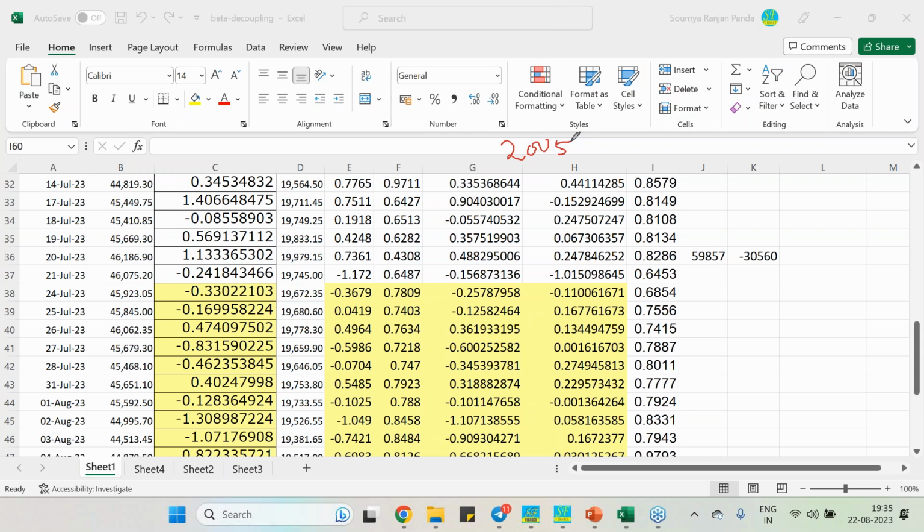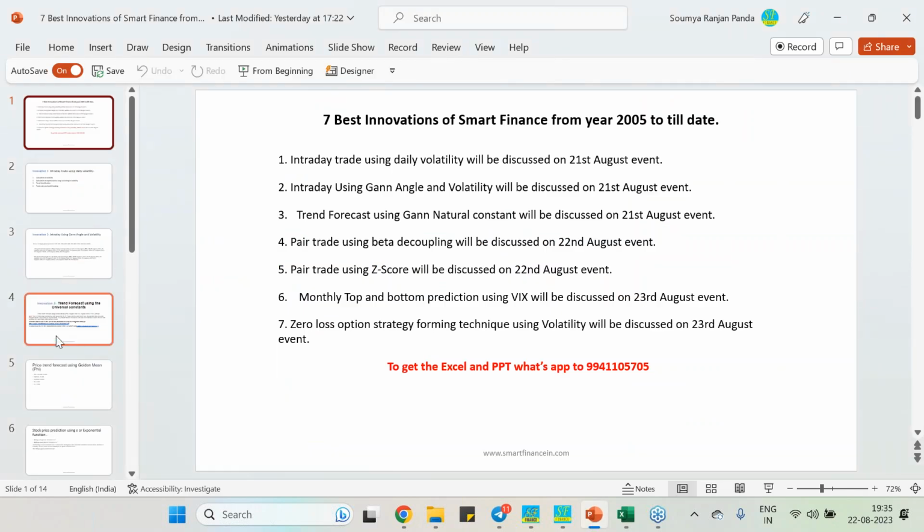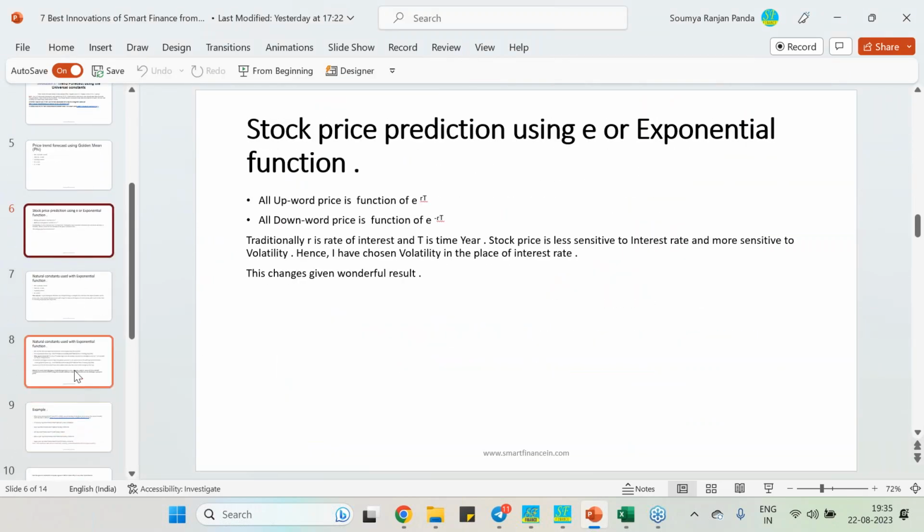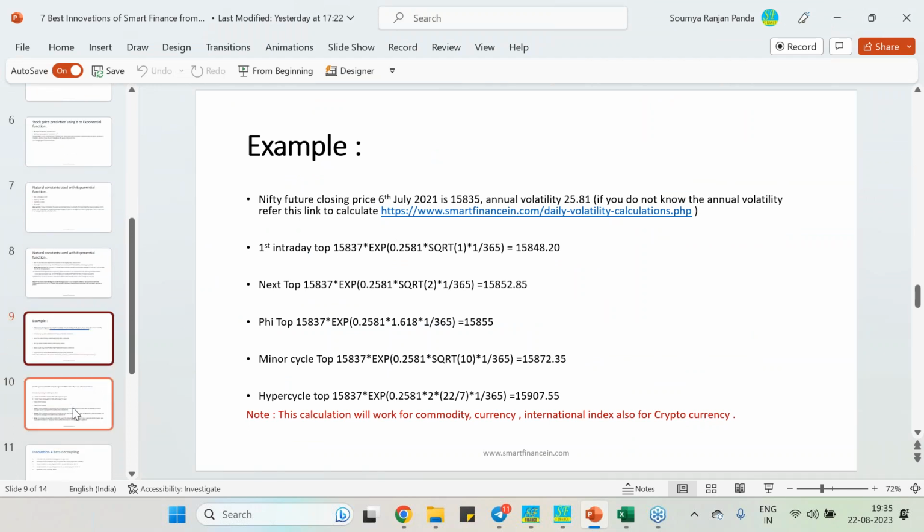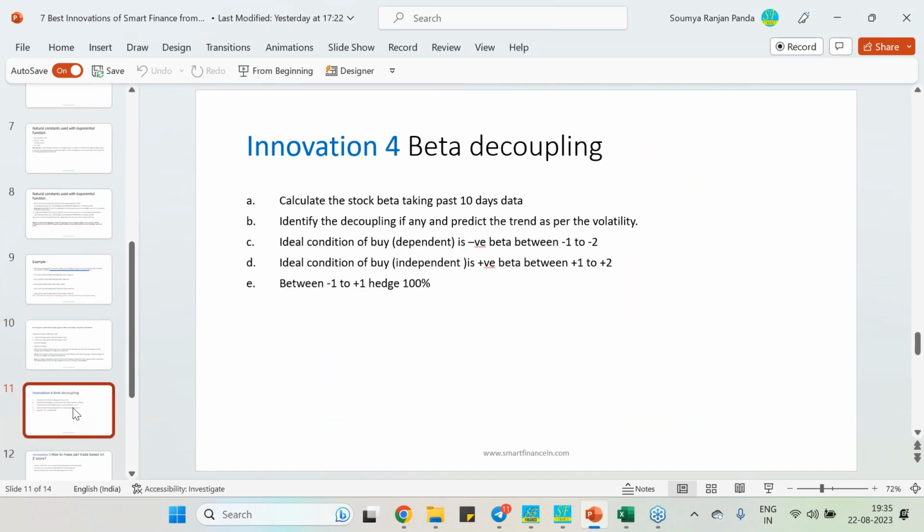So here I'll not go deep into the subject, because it is more mathematical and requires a lot of things. What beta decoupling says is that every stock or index has a beta, and that stock does not compulsorily follow that beta, it will deviate every day. Every stock has a beta, but that beta will change every day. So what is beta? Beta is nothing but the relationship between both.